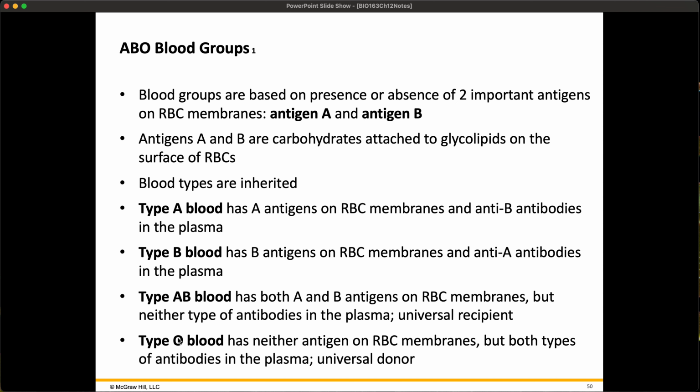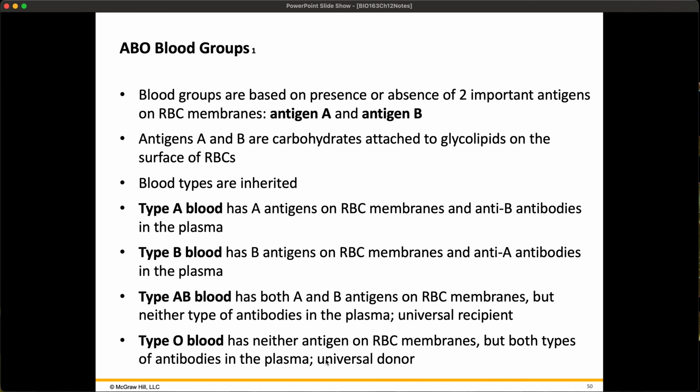The last one is the type O blood, and again, O stands for nothing. It has no A or B antigens on the surface of the red blood cells. However, this means that it does have both types of antibodies. So this one is the universal donor.